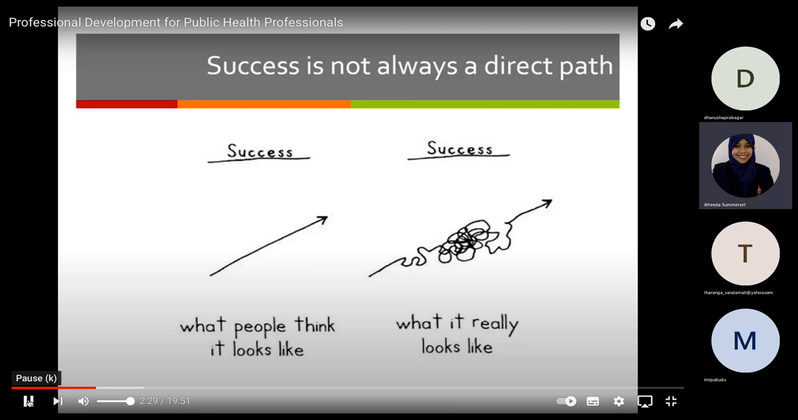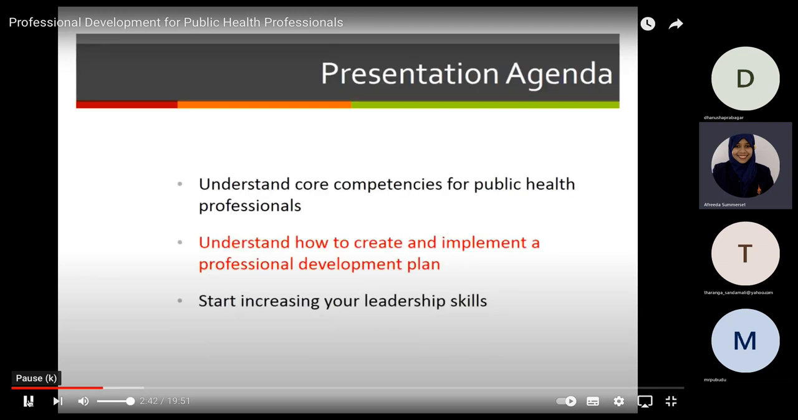As you move between different positions, you get to know different people and learn from them, and you have different challenges in your life. So with that in mind, let's move forward to creating and implementing your own professional development plan.